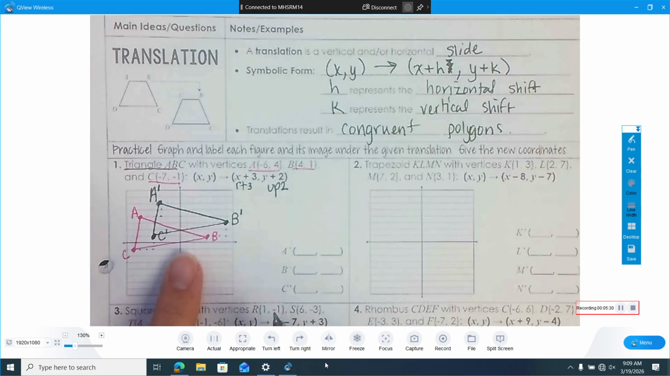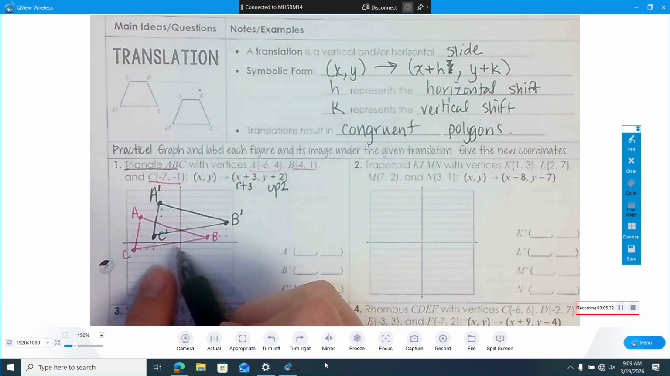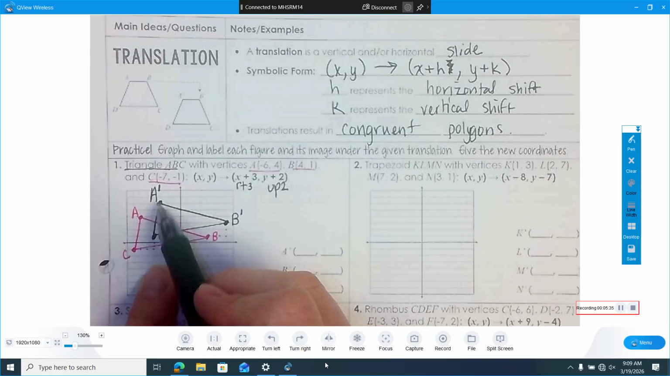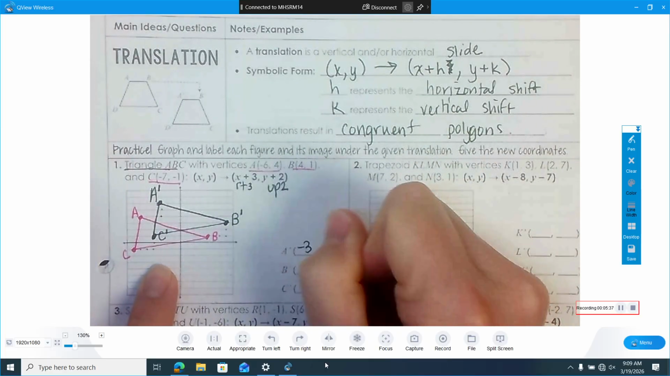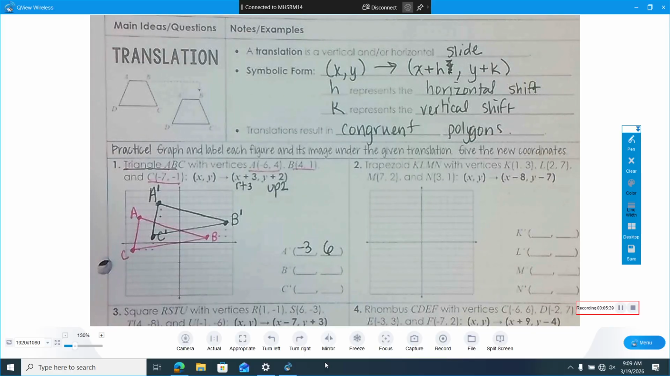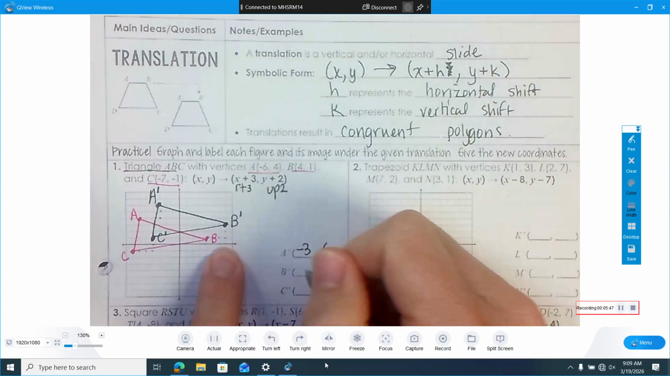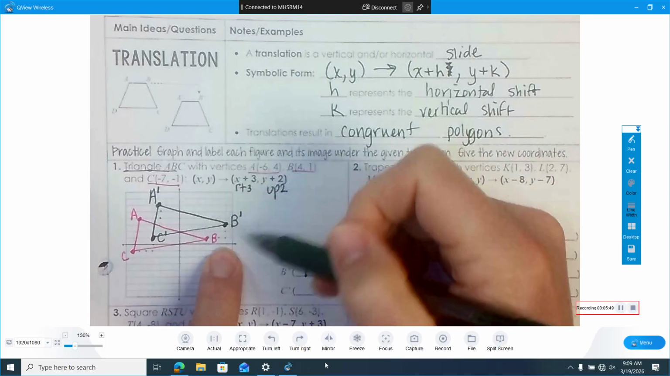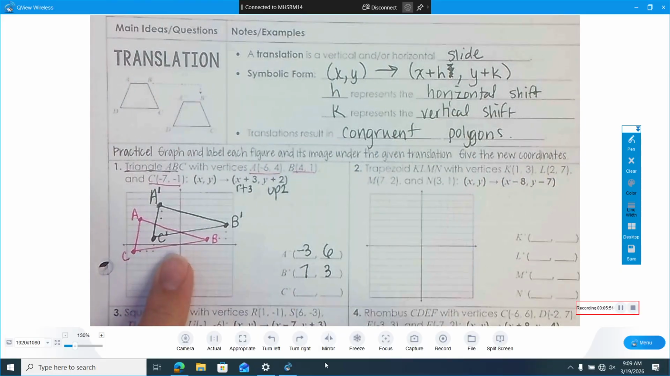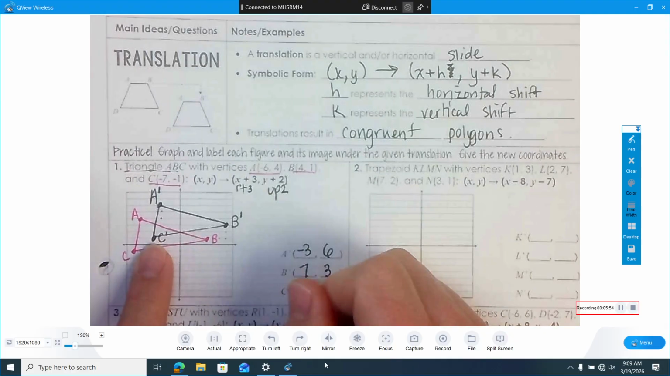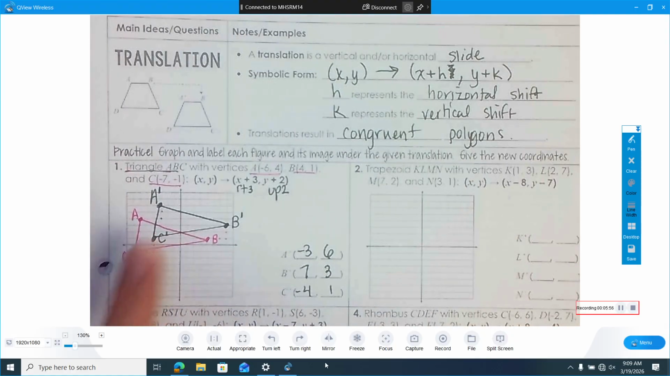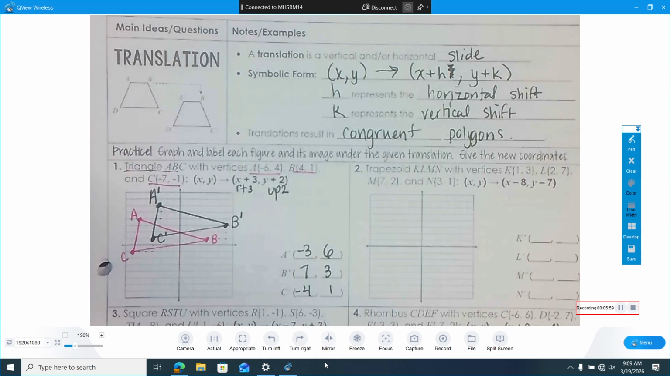So let's see, what is my ordered pair here? At A prime, it looks like it's 1, up 6. What's the ordered pair for B prime? 7, up 3, good. And what's the ordered pair for C prime? Yep, negative 4, up 1. So 4 to the left, up 1. So all we're doing is counting, ladies and gentlemen, plotting your ordered pairs and counting.